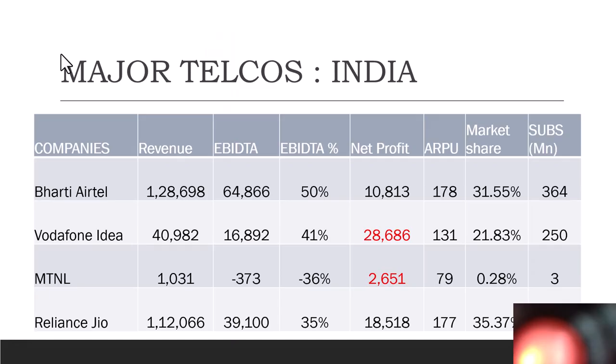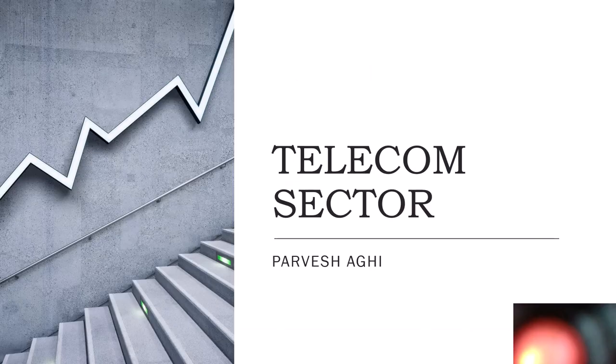So we talk about telecom. Currently in telecom there are three main players, three plus one, we say. Three are the private players and one is a public sector. I was telling you that there are three plus one companies which are left today after the consolidation which has happened in the telecom sector.